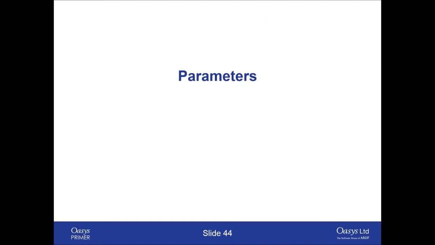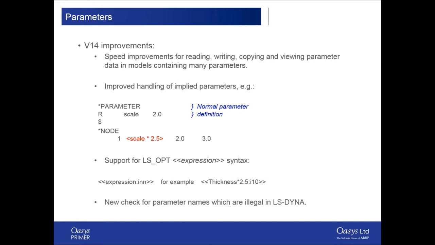Okay, so just talking about parameters. Here we're talking about star parameters and star parameter expressions. You can read these into Primer, and you have been able to do that for a number of versions. But what we found is people have started using many, many thousands of parameters in some models, and many thousands of parameter expressions in some models. And this could be slow to read and evaluate and access the data within Primer. So we put quite a lot of effort into speeding that up. If you do work with lots and lots of parameters, then you should find version 14 a lot quicker than version 13.